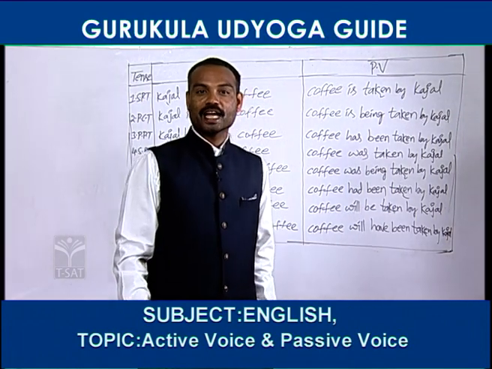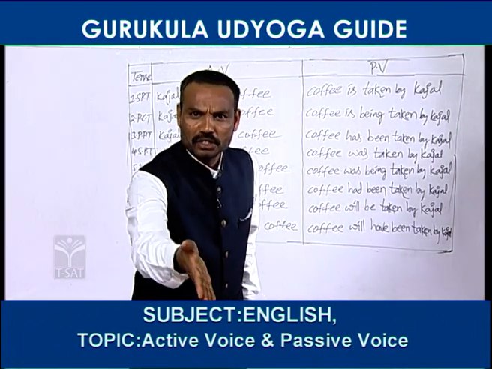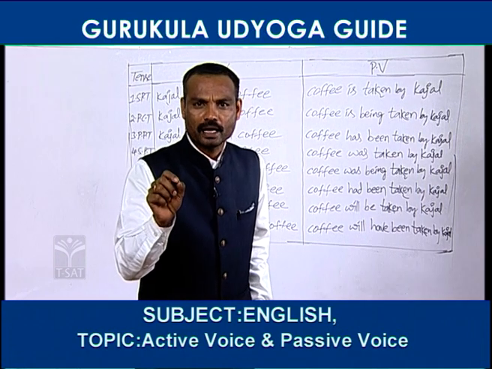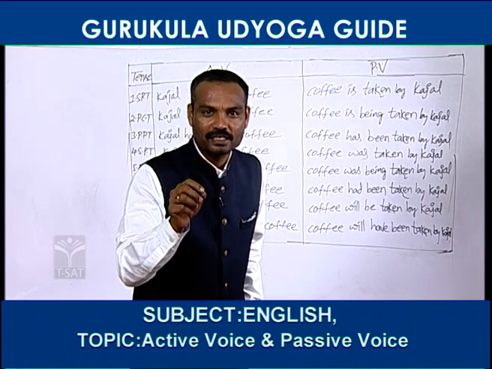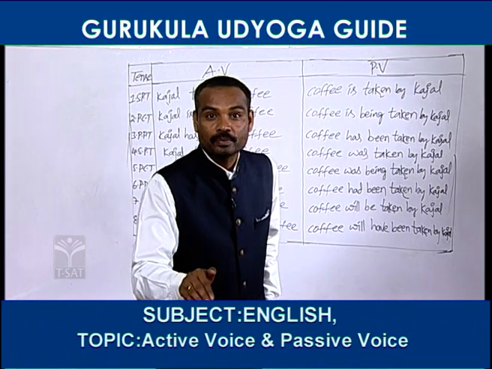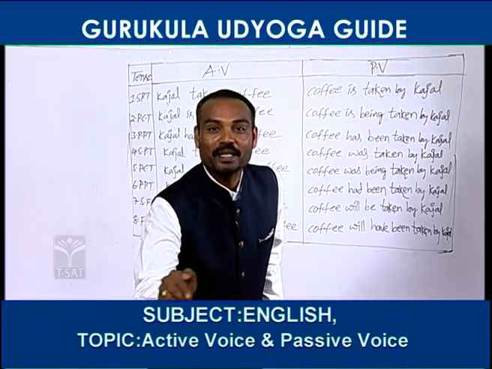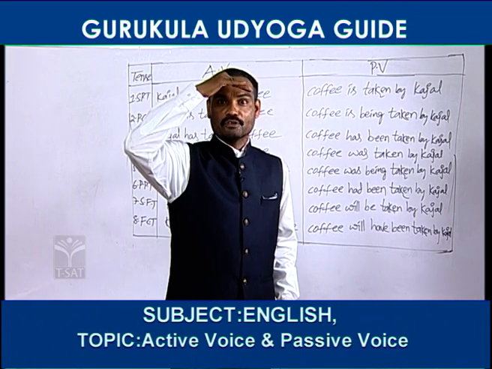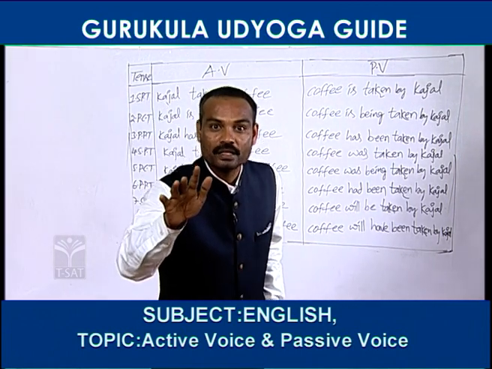For example, in the active voice, they have given "can". You write "can be". First, that modal verb should be written as it is. Immediately, "be" should be written. For example, they have given "may". You write "may be". For example, they have given "must"; you write "must be".